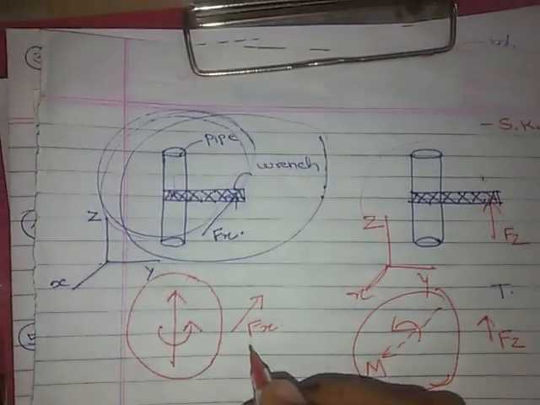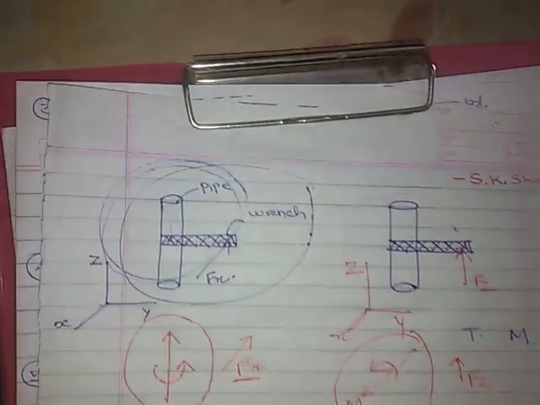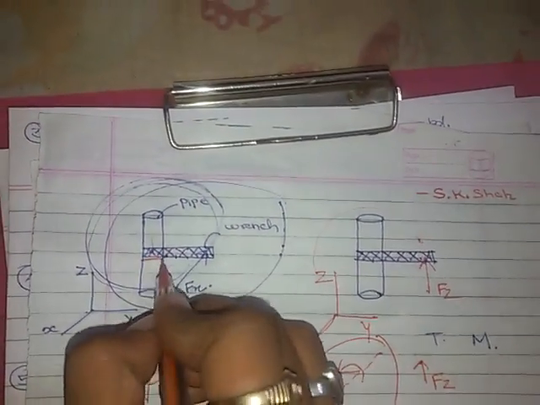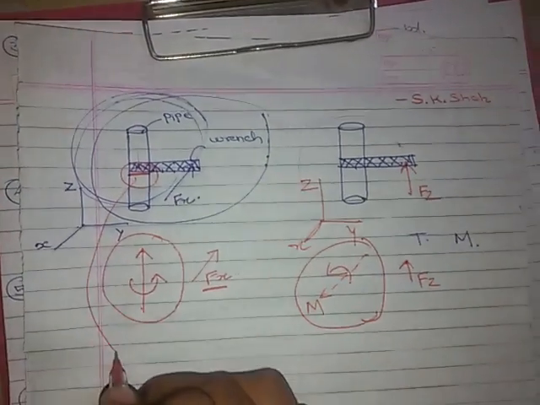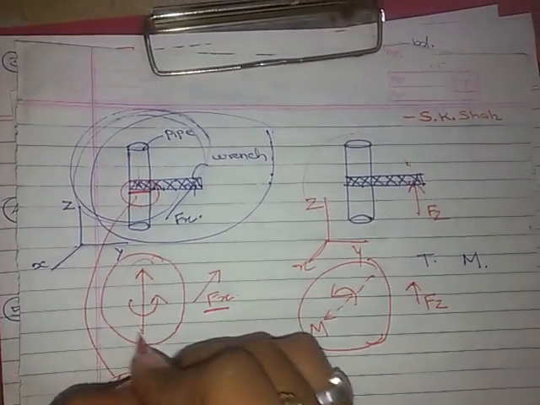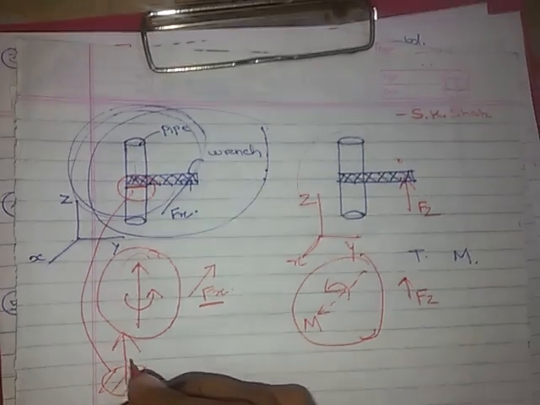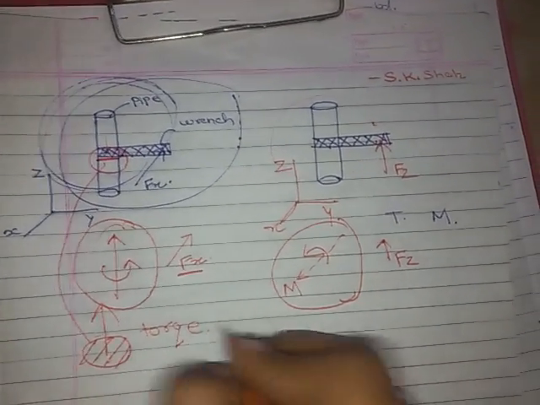Now let us consider this fx force. Now consider a cross section of this pipe. If this is the pipe, then its cross section would be this. I can show you this in exaggerated form. This is the cross section. Now this moment vector is perpendicular to the cross section, so this will try to produce torque in the body.